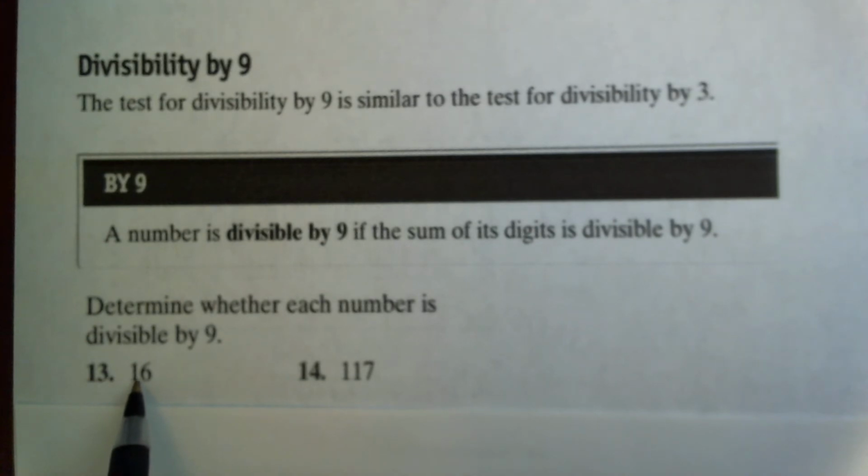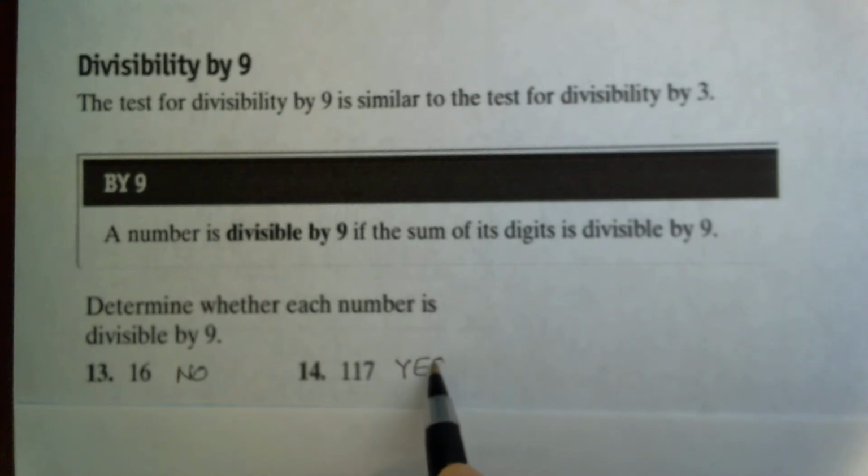So 16, well, 1 plus 6 is 7, and 7 is not divisible by 9, so that number is not divisible by 9. Here we have the sum of the digits. 1 plus 1 is 2, plus 7 is 9, and 9 is divisible by 9, so this number 117 is divisible by 9 because the sum of its digits is divisible by 9.